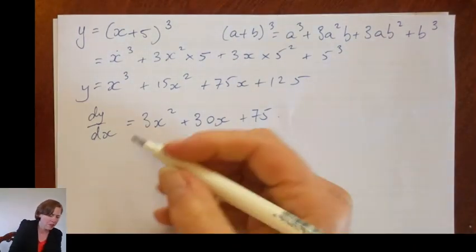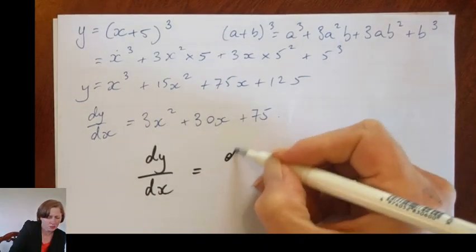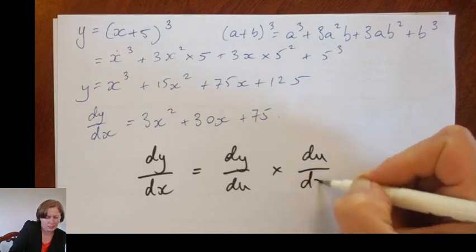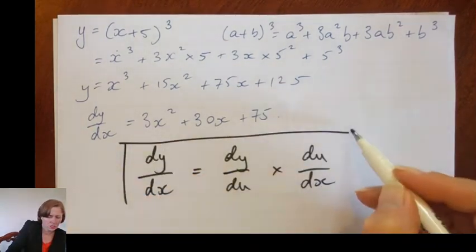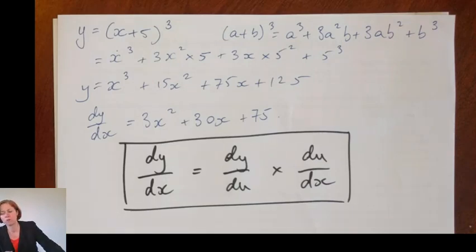All right, so what's this chain rule? The chain rule is fairly simple to write down. dy/dx equals dy/du times du/dx. Now, it is possible to use the chain rule using f of x notation. I find it much more straightforward using dy/dx notation, so that's what I'm going to show you.